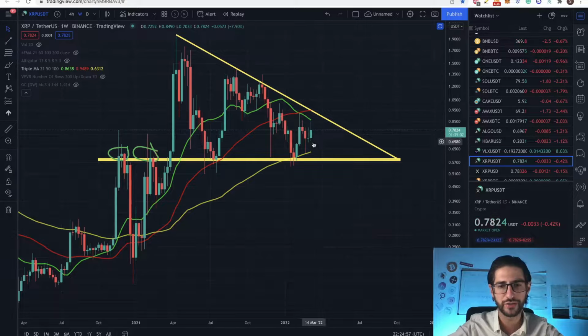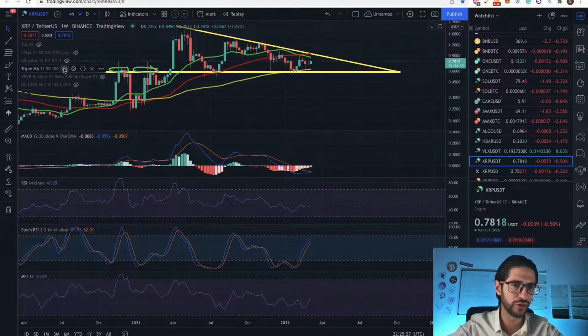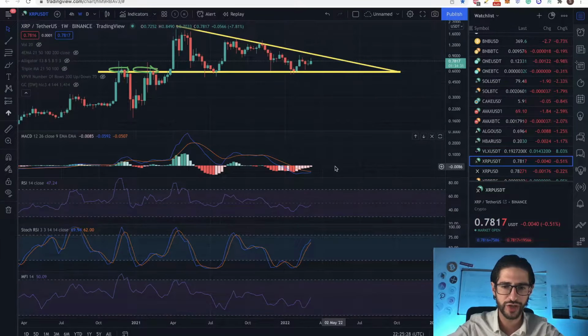And on the other hand, if we are going to be bearish, we need to break the 100 moving average, that is at 62 cents. And from there, I think then we are going to break down this triangle to the downside. And that will be super bearish. But like I said, not all indicators are bearish right now.